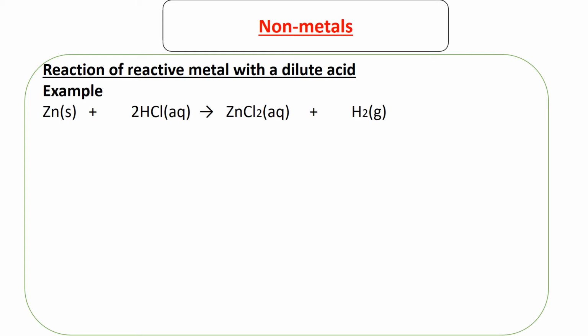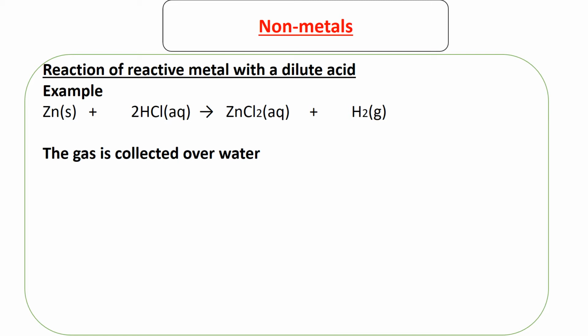So zinc and hydrochloric acid are going to give you zinc chloride and hydrogen. Once you do this reaction, the gas is collected over water. What does that mean and why is it collected over water? One thing about hydrogen is that it is a light gas.